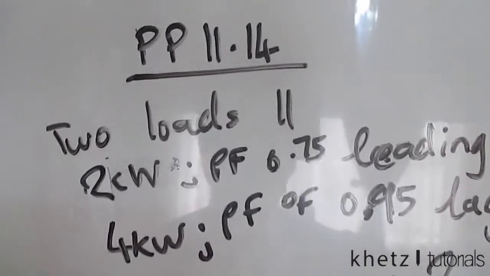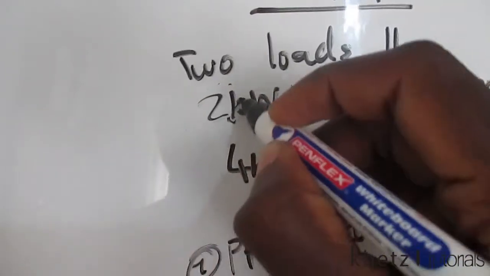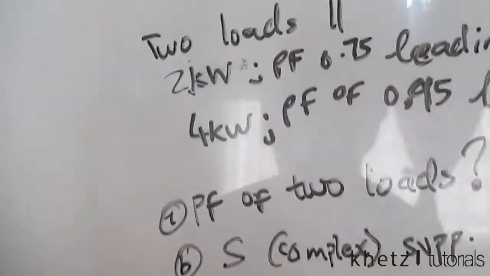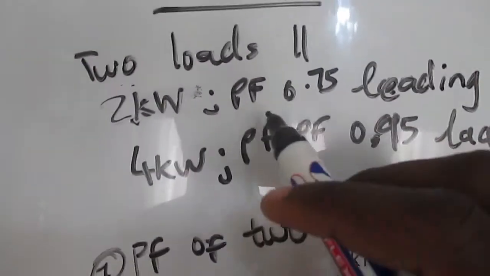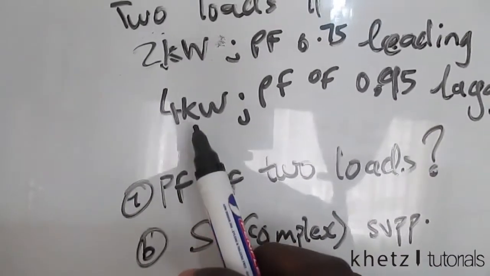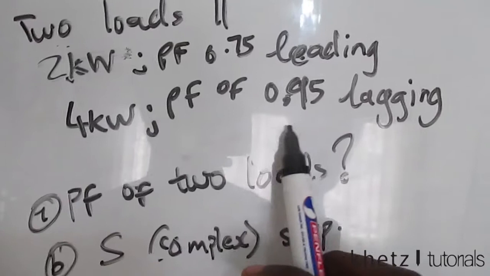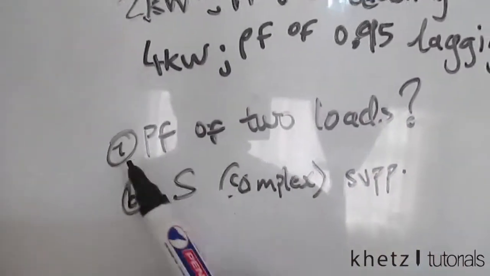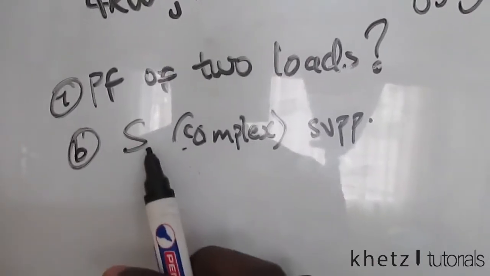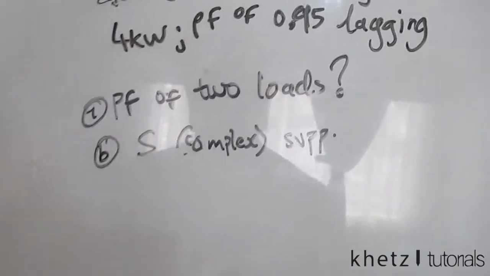We are told that two loads are parallel. One is associated with an average power of 2 kilowatts at a power factor of 0.75 leading, and the other has 4 kilowatts and a power factor of 0.95 lagging. We are asked to find the power factor of the two loads as well as the total of the complex power supplied. So how can we do that?